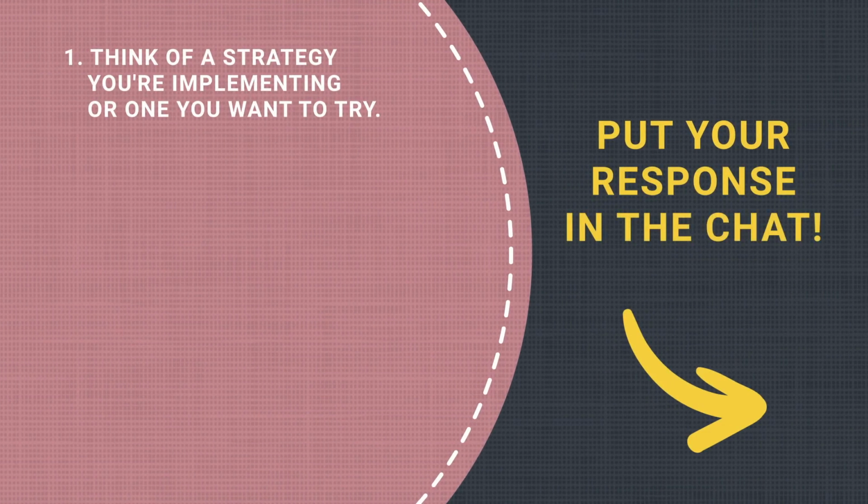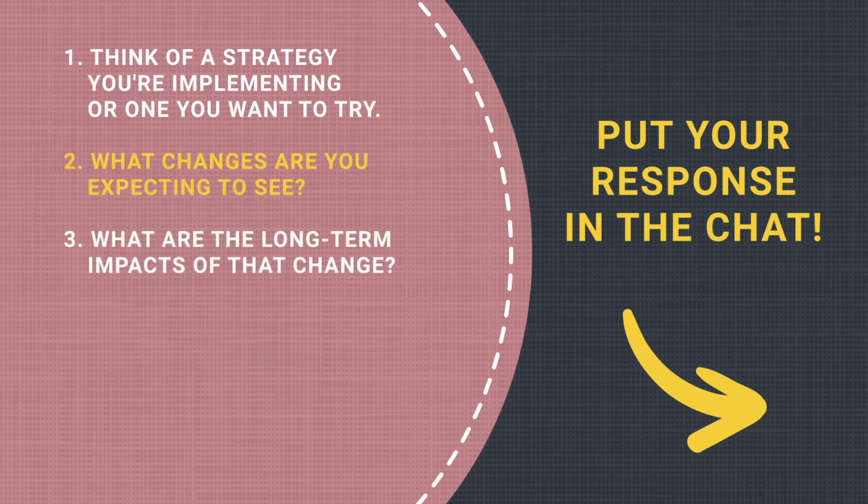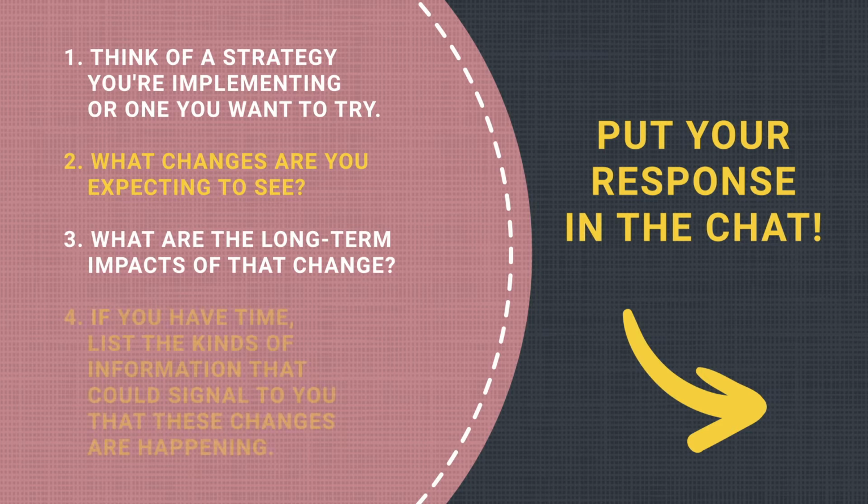Now, let's practice writing a theory of action. Think about a program that you want to implement. List the specific changes you'd like to see by implementing that program and what you think those long-term impacts could be as a result of those changes. If you have time, think about some indicators that you could pay attention to decide whether or not the program was actually implemented with fidelity or as you intended, whether or not those changes you wanted to see are happening, and to get a sense of what the long-term impact of those changes are.